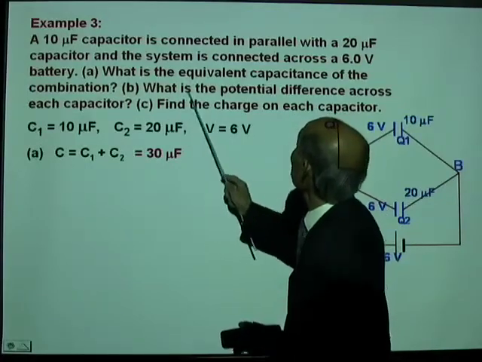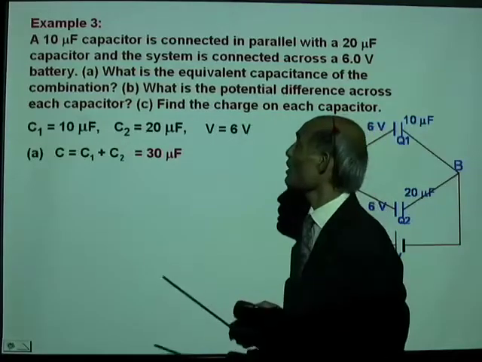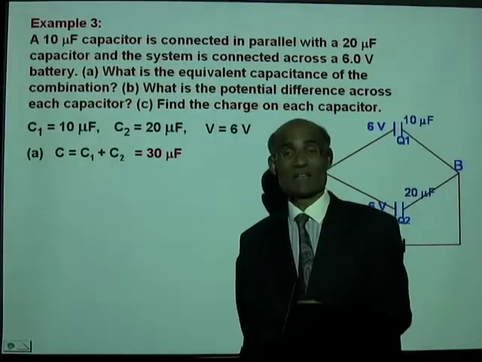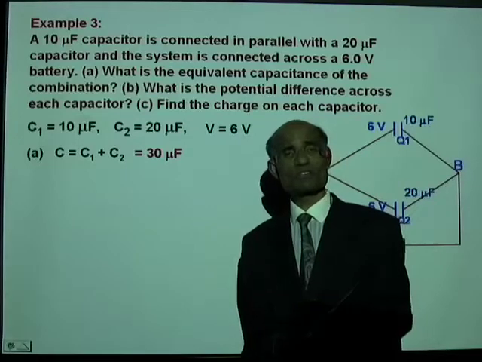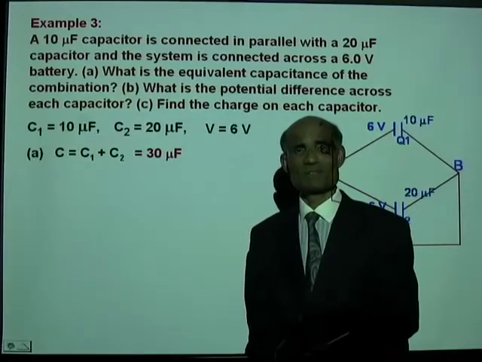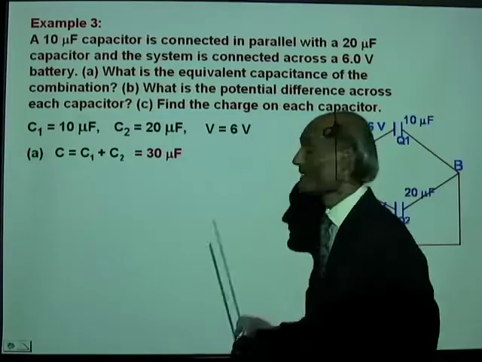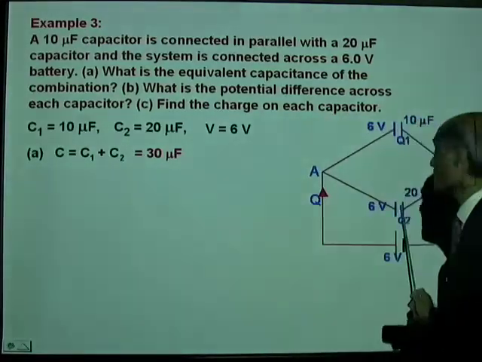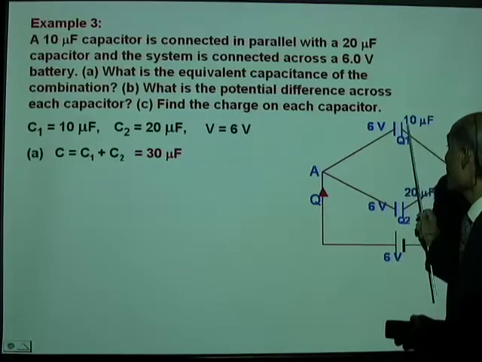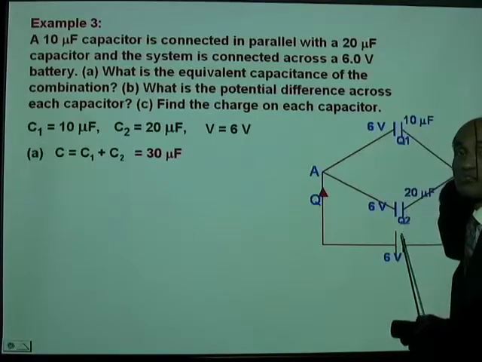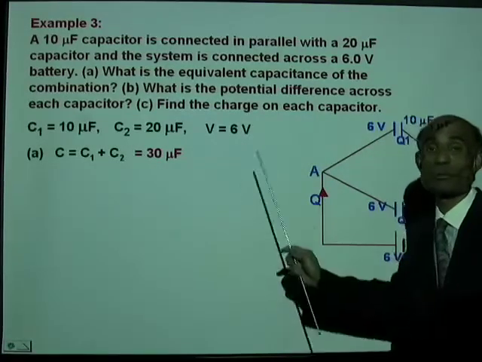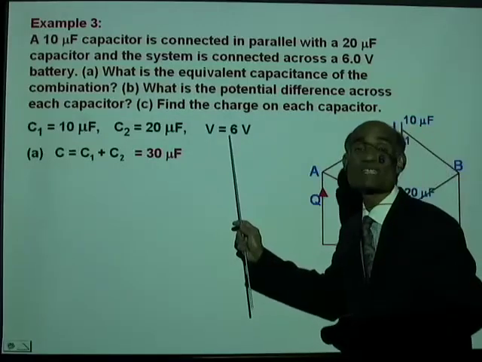What is the potential difference across each capacitor? Now, how do you find the potential difference across each capacitor? That must be very difficult, is that right? Well, when capacitors are in parallel, they have the same potential difference equal to the total potential. The total potential is 6 volt.